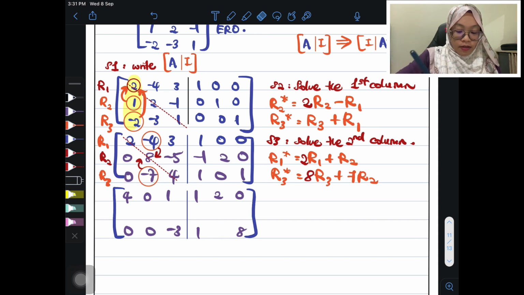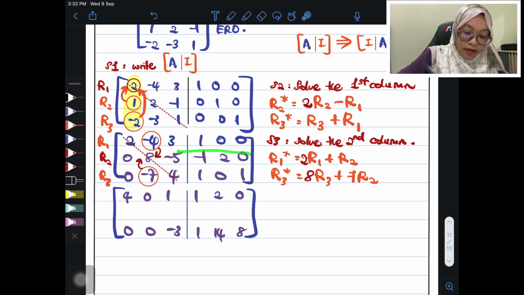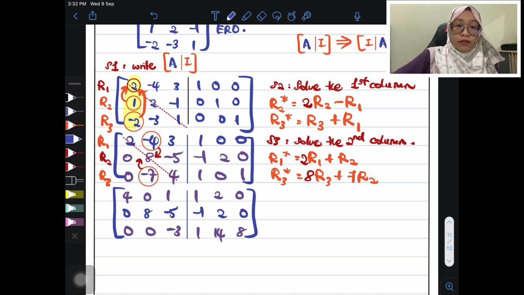Miss, macam mana Miss kira dengan laju? Okay. You either use your brain or you calculate it by hand. Okay. So now yang tidak berubah adalah row yang kedua. Dia tidak berubah. Kalau dia tidak berubah, just salin semula. Salin semula. 0, 8, negatif 5, negatif 1, 2 dan 0.